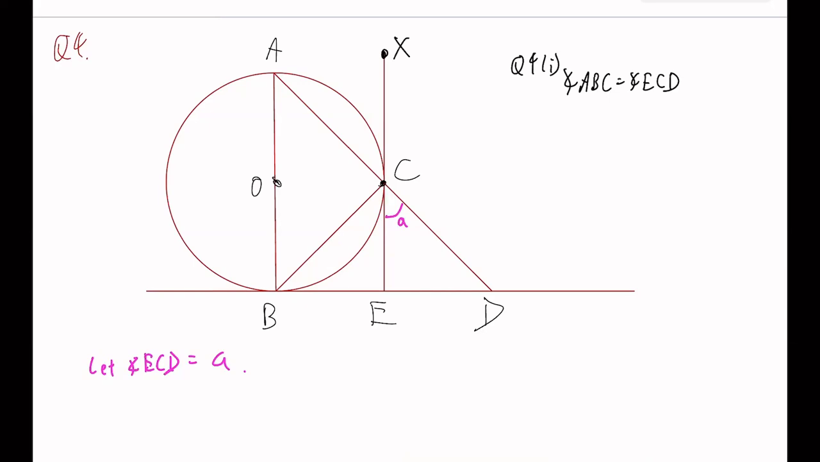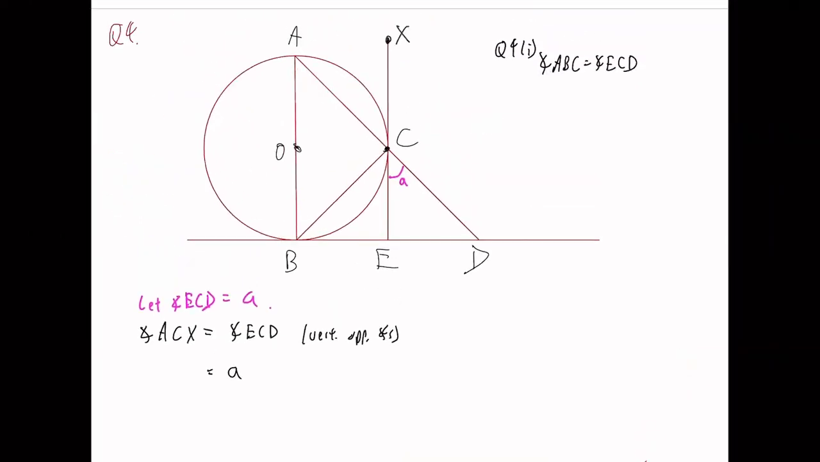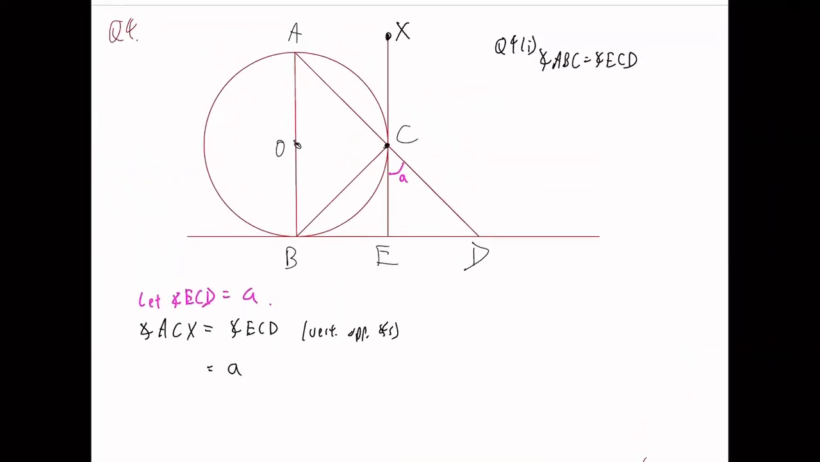For convenience, angle ECD is equal to angle ACX. Can you agree with that? This one and that one, same, right? So we write that down. Angle ACX equals angle ECD, which then equals angle A. This is because of vertically opposite angles, and it equals angle A because of definition. Okay, so let's label on the diagram. We end up with an angle A over here.